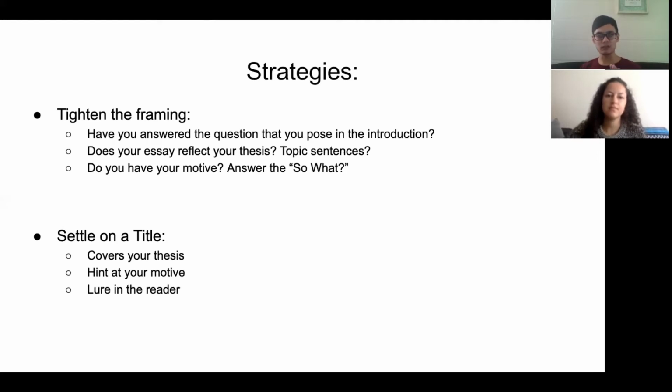Now, for the next one, we have settle on a title, which, at that, is not always the most important thing of an essay, but it can be one that sets it apart. And this can be done if the title covers your thesis, which means it's the same topic or it relates to it, or it hints at what you are trying to do, your motive. And it always helps when it can hook or influence the reader to want to read it.